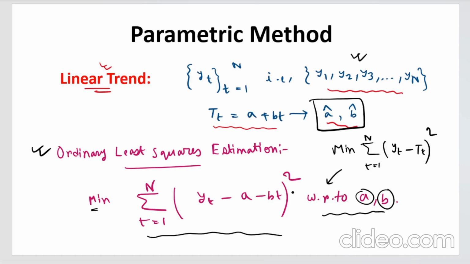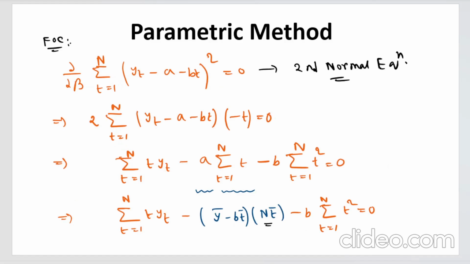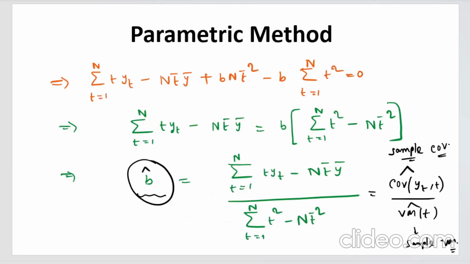So I hope this process is clear to you. How do you estimate a linear trend? Simply, if you have this data set available to you, you can use the ordinary least squares method, and you simply have to find out two normal equations that will be derived from the first order conditions of estimating the parameters of the model, and this will give you your estimated a cap and estimated b cap, right? A cap and b cap.